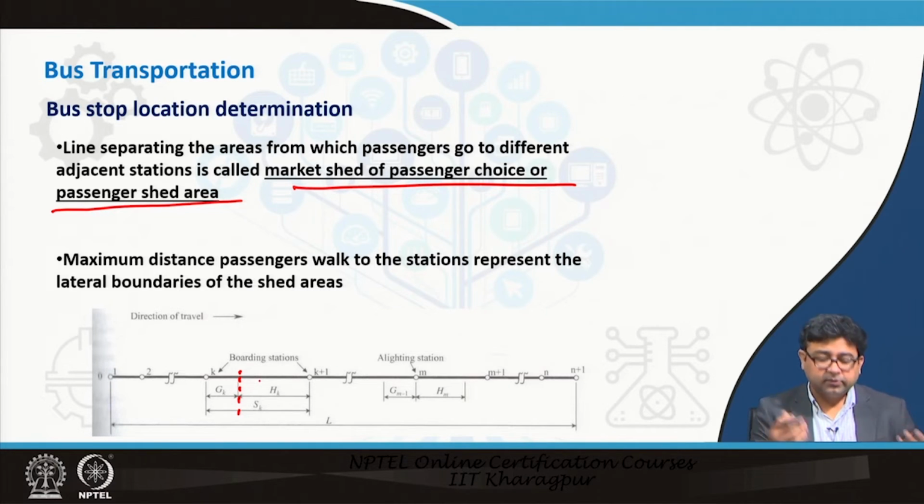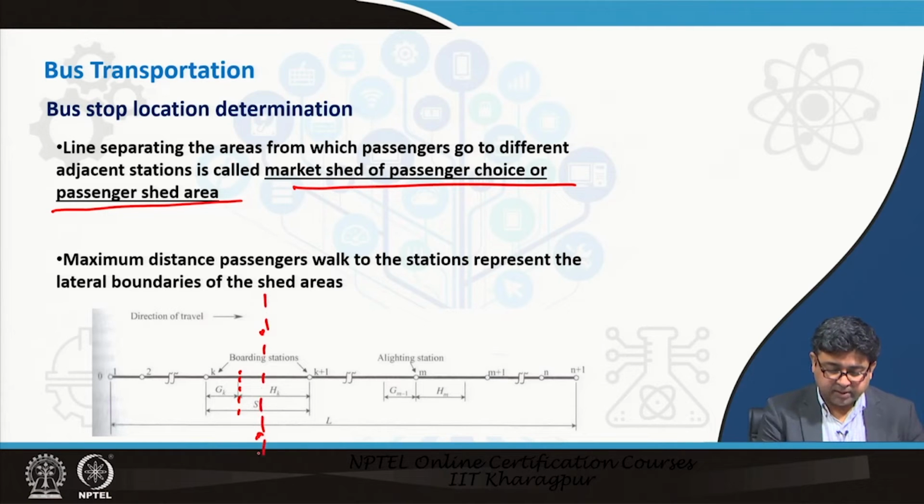The market shed, or that line, means that if you are staying anywhere here, in the midpoint between two stations, say this is the midpoint between two stations, we assume that that is the market shed. However, we will see how the market shed has shifted to that side.